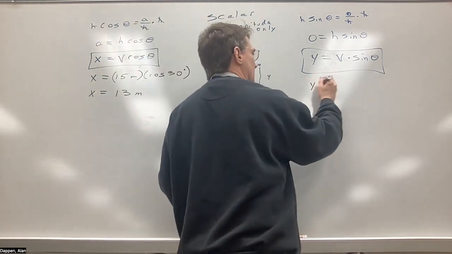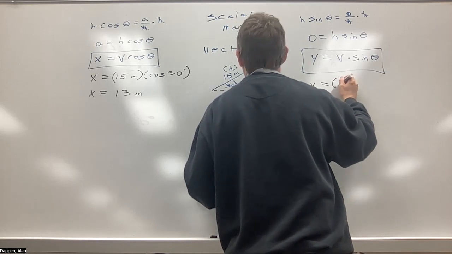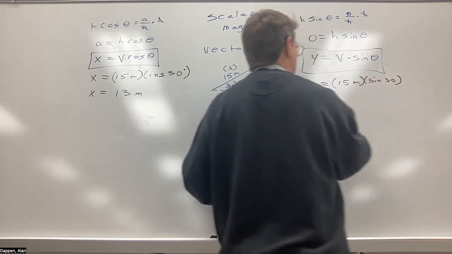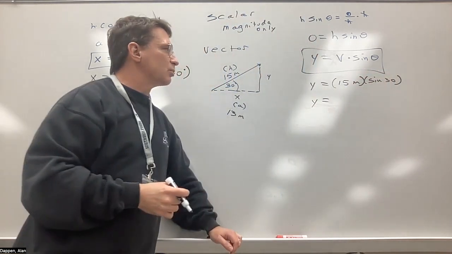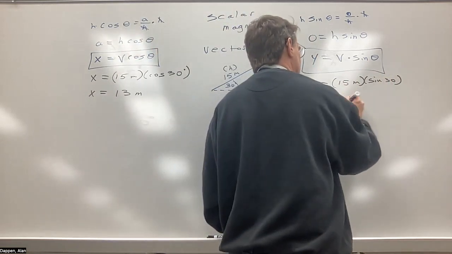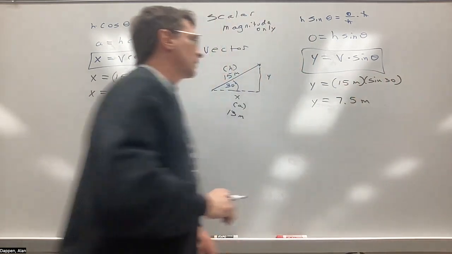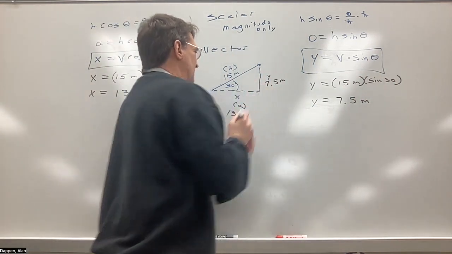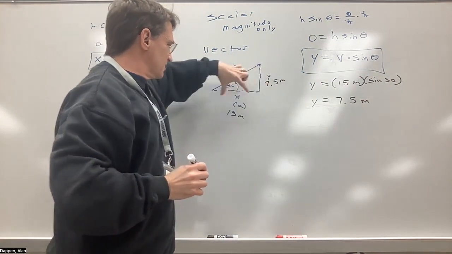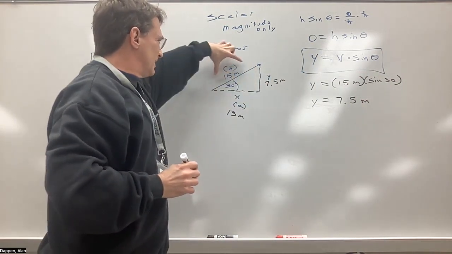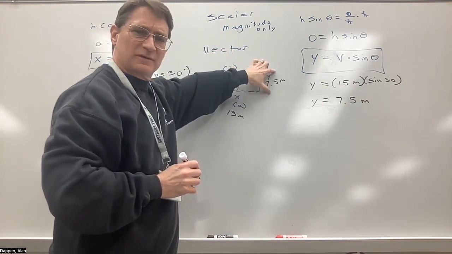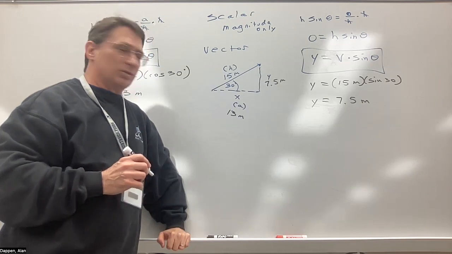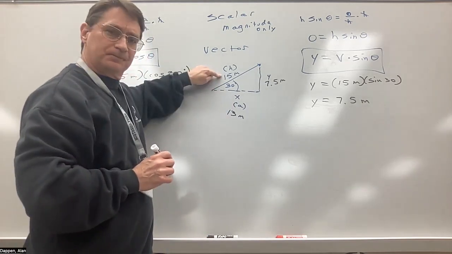How about over here? I can say y is v sine theta. The vector was 15 meters long times a sine of 30. Sine of 30 is 0.5. 0.5 times 15 is 7.5 meters. Oh, wait a minute. If the vertical of y is 7.5 meters and the horizontal is 13, how can I say 15 is 13 and 7.5? Those 13 plus 7.5 is 20.5. That does not give me 15. Did I screw something up?